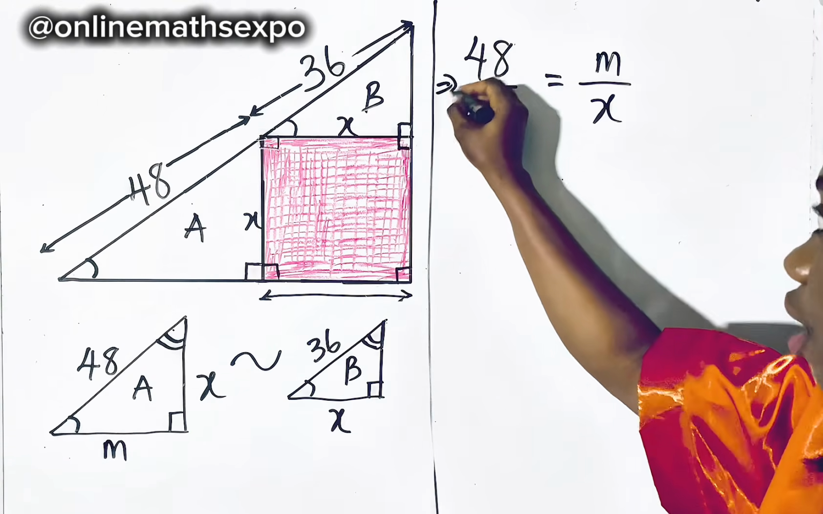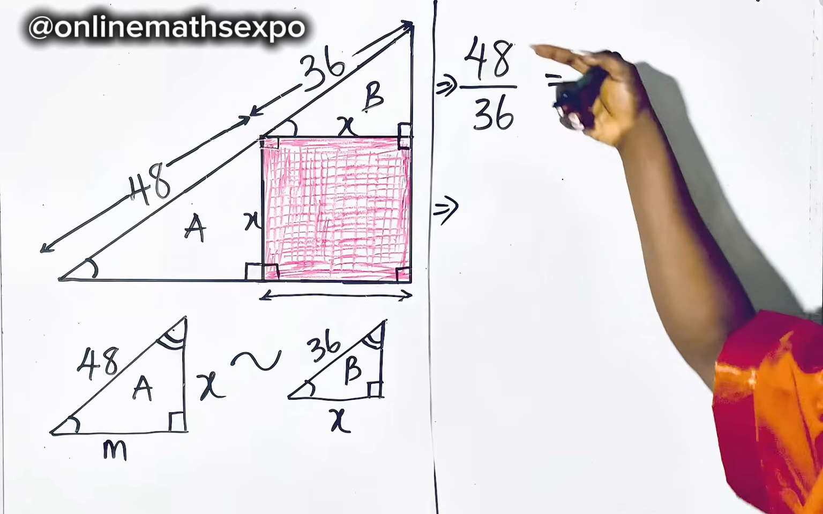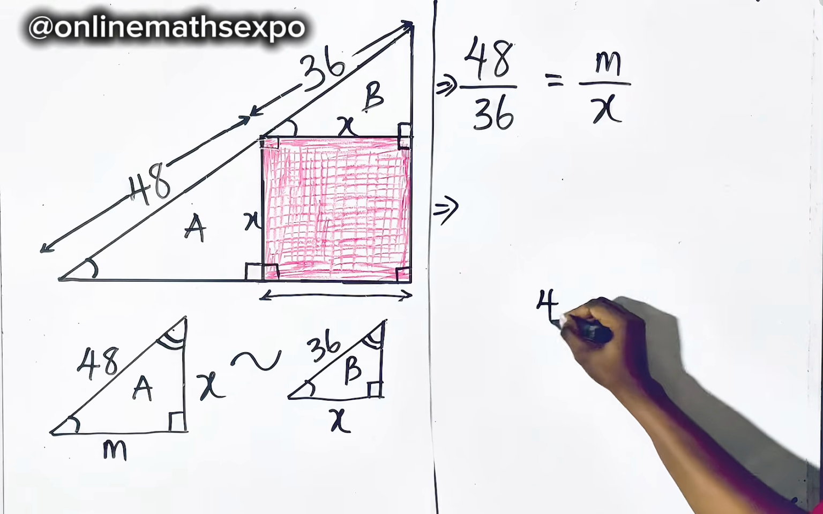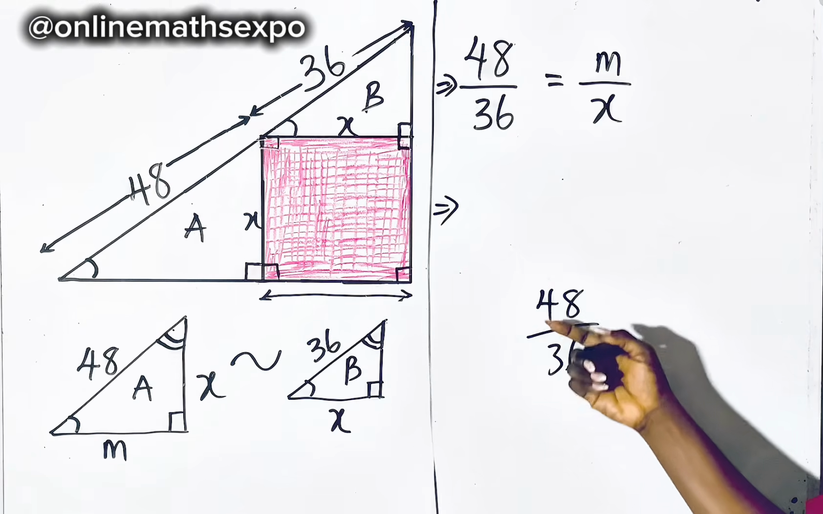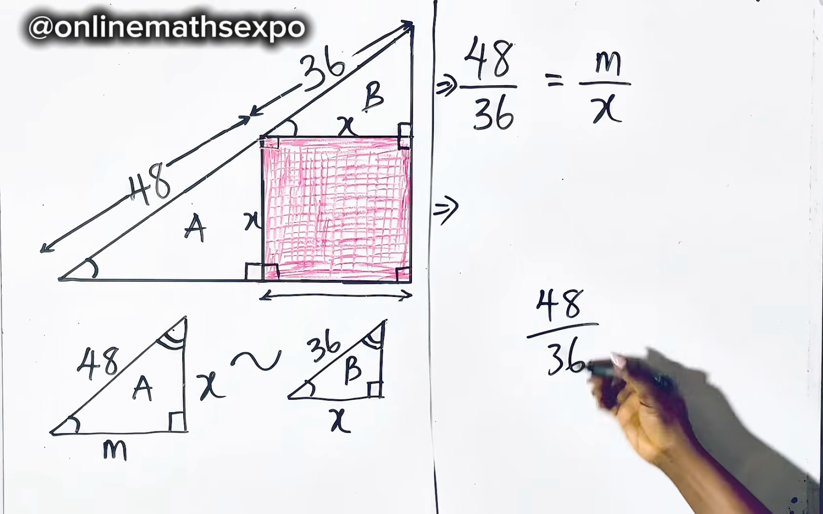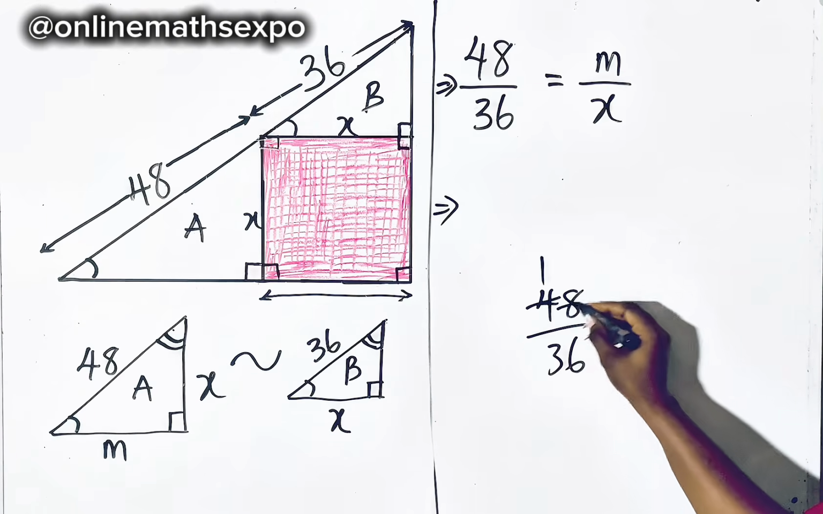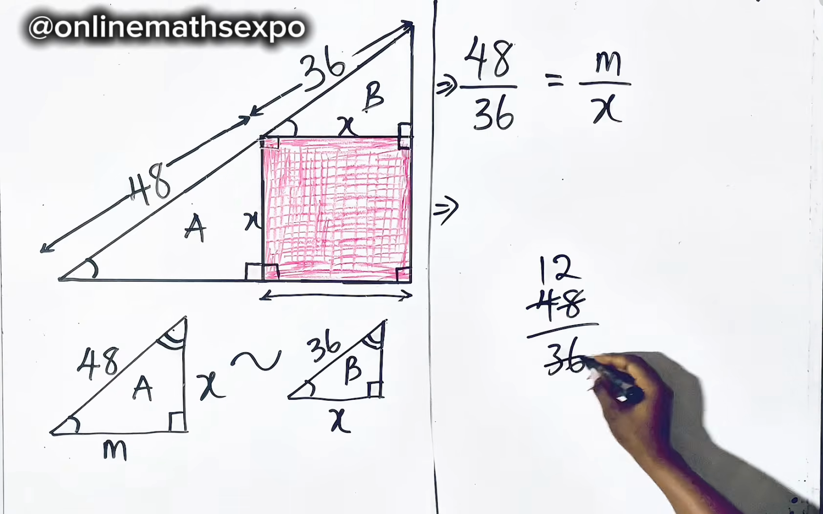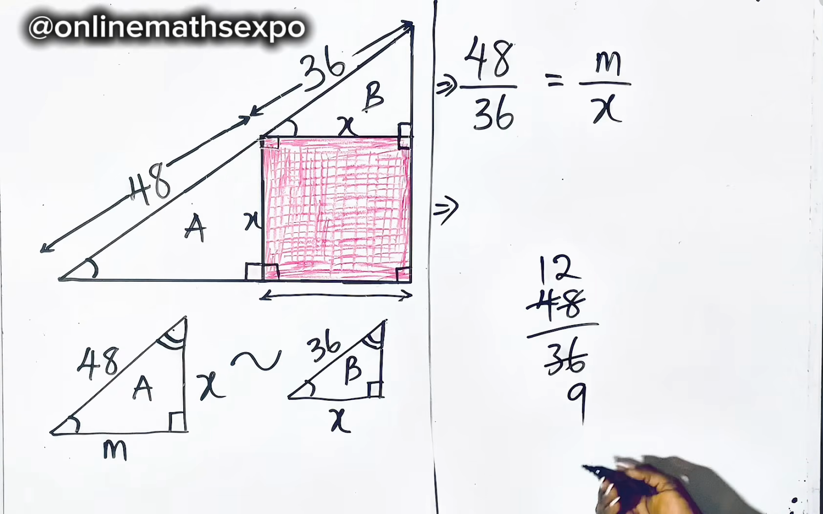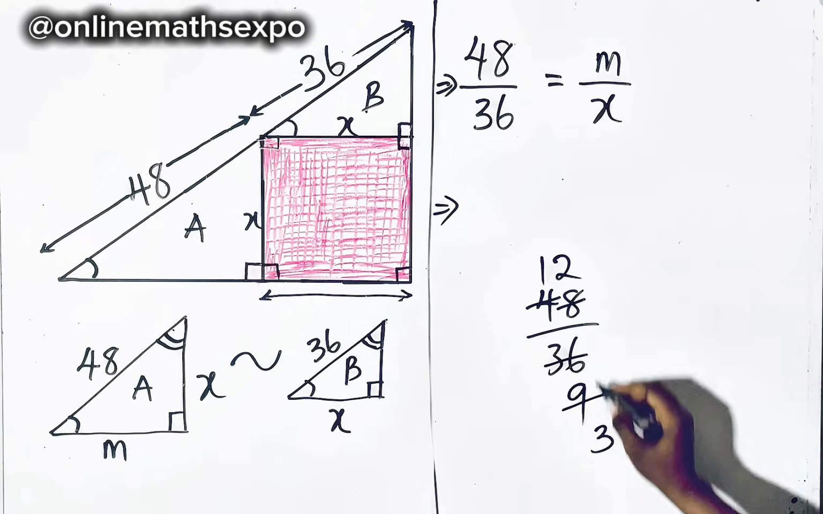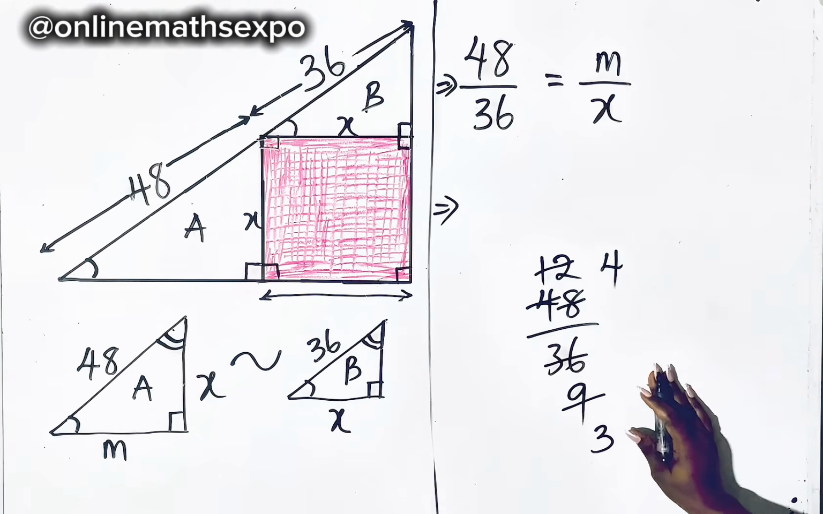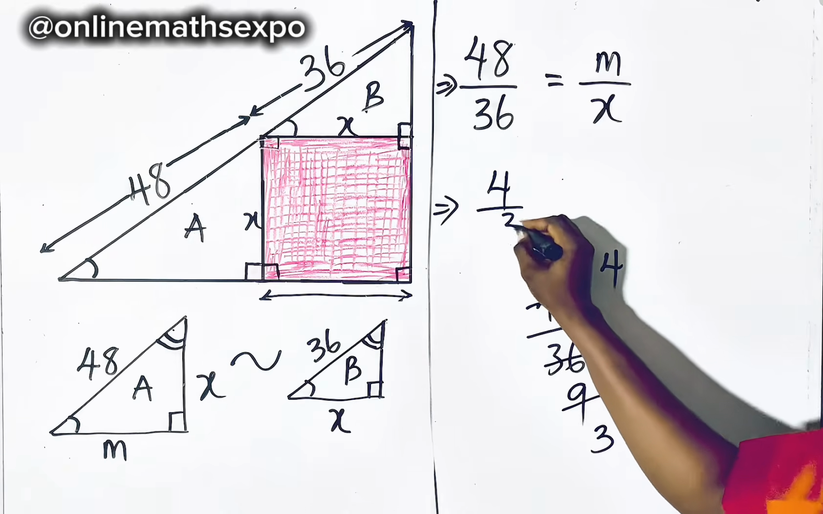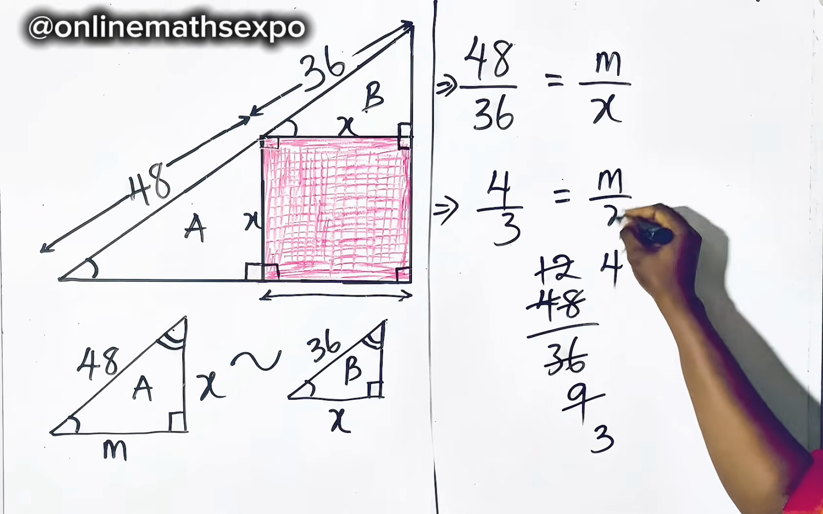We're going to simplify this. Let's try to reduce this value. When you have 48 over 36, we can divide this by 4. How many 4s are in 48? We can get 12. Now for this, 4 in 36 gives you 9. We can also divide by 3. 3 in 12 will give us 4. So for simplifying this, we are going to have 4/3, and it should be equal to m over x.